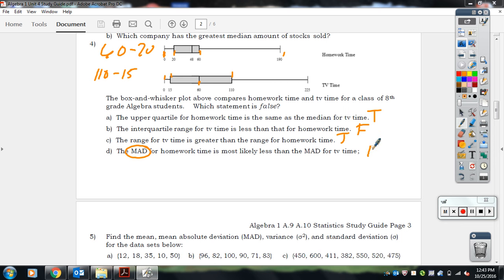That's also false. Excuse me, that's true. Reading it, this is most likely less. Yes, it's most likely this is going to be smaller than this spread. So this is most likely less. So this is true, this is true, this is true. Which one's false? That would be choice B. Again, this one's not more spread out, so it is true that homework time is most likely less spread out than TV time.